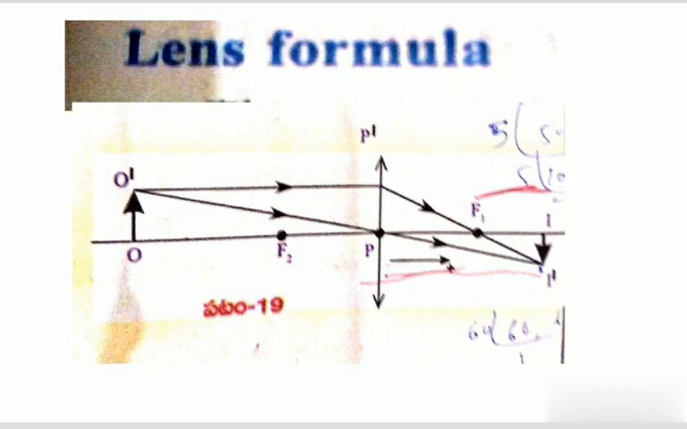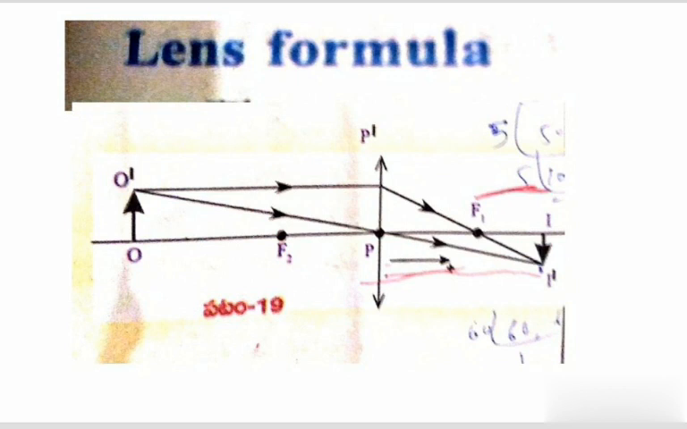Hello students, in the previous class we discussed ray diagrams and image formation by a convex lens. Today in this class we are discussing the relationship between U, V and F. When we performed the experiment with the help of a convex lens, we got different types of images. When we change the position of the object, the image position and image distance also change, and we got different types of images. For image formation we also discussed the ray diagrams.